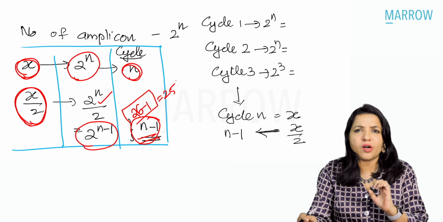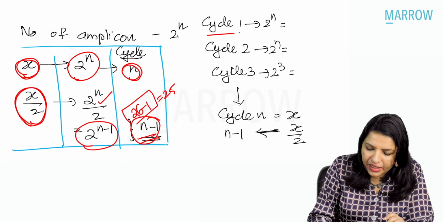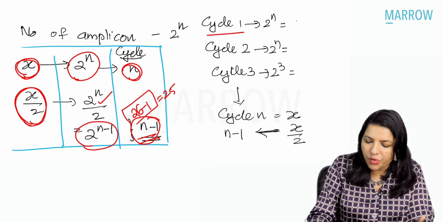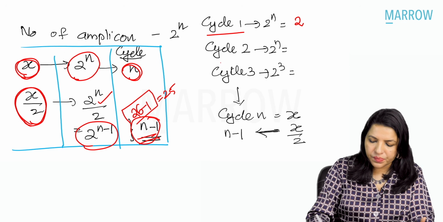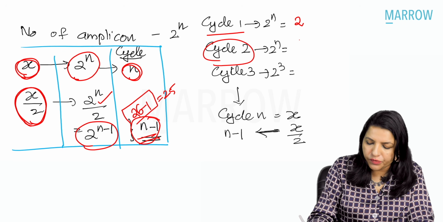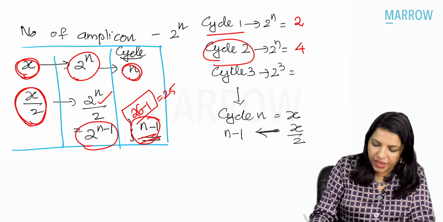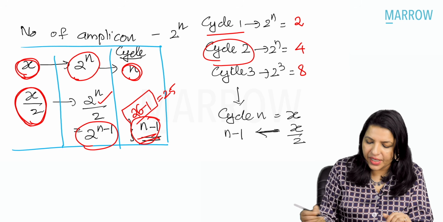If this is complicated, I'll tell you a simple example to learn the same thing. We know that after cycle 1, how many DNAs are we getting? 2. After cycle 2, how many DNAs are we getting? 2 to the power of 2, that is 4. After cycle 3, how many DNAs are we getting? 2 to the power of 3, that is 8.